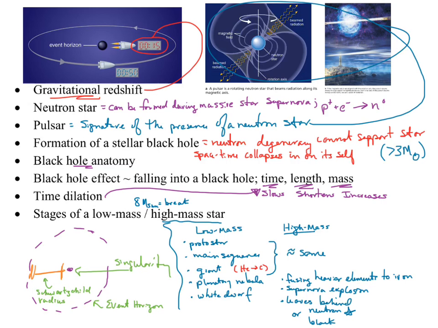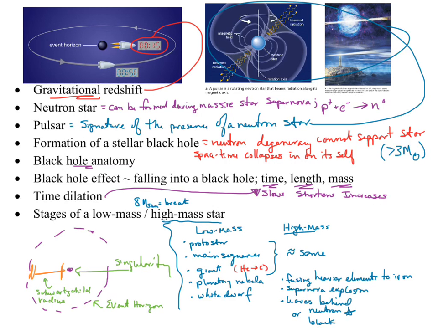Black hole effects, falling into a black hole. So I didn't talk about length, but I talked about how time slows, and I didn't talk about mass either. Time slows, actually length would shorten and mass would increase. So I guess the only one there is time dilation.